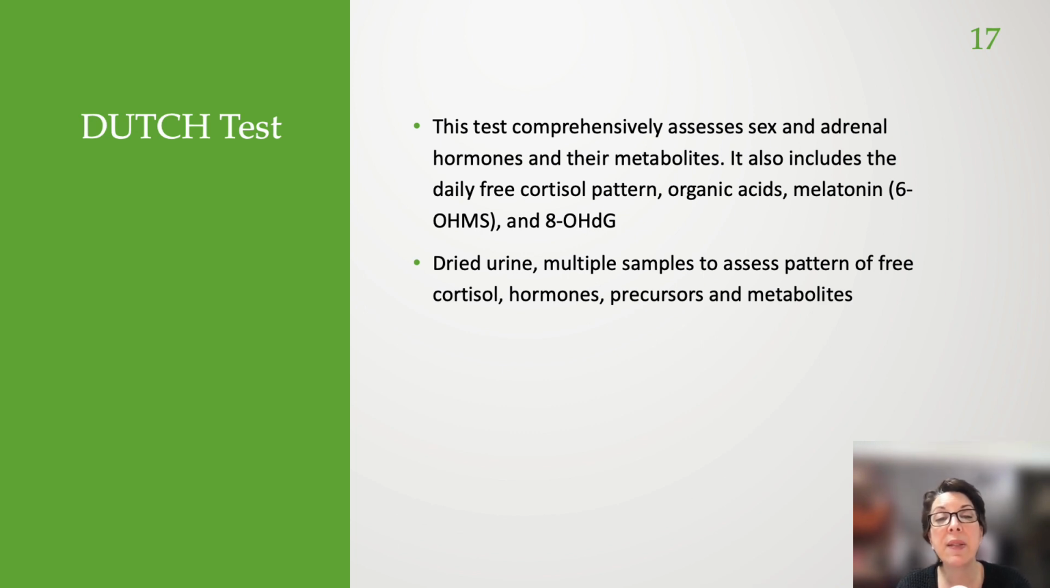And this is a dried urine test. You have to take multiple samples. You have urine on blotter paper, and it's dried, and so you send all these little pieces of blotter paper back to the laboratory, and they look to see what the free cortisol is, the hormones, the hormone precursors and metabolites. It can give you a lot of information, and we use this commonly in conjunction with doing a gut health test to get, again, an overall picture of the patient. So that's the testing component.